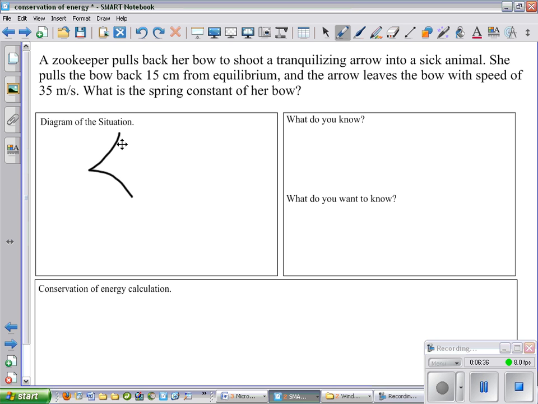Alright, let's see what we can do here with this diagram. Where's the bow? Tranquilizing arrow, of course, because no animals were harmed in this problem. And let's see, what do we know? We know that stretch or displacement is 15 centimeters, and we want that to be compatible with our other units, so 0.15 meters. We know that the velocity afterward is 35 meters per second. Notice how I put a prime to indicate it's after. And we want to know k.